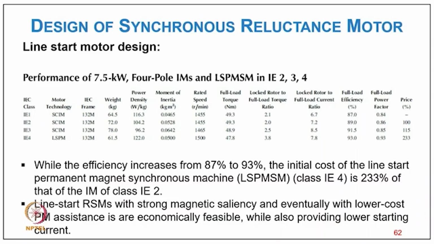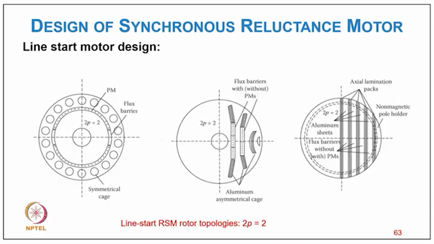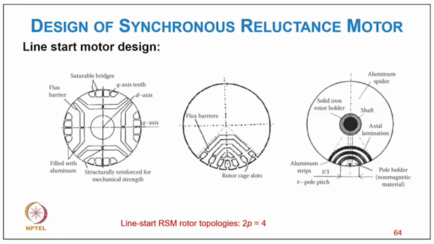So while the efficiency increases from 87 to 93%, the initial cost of the line start permanent magnet synchronous machine of class IE4 is 233% of that of the induction motor of class IE1. Line start reluctance motor with a strong magnetic saliency and eventually with lower cost PM assistance is economically feasible while also providing lower starting current. And you can clearly see the line start reluctance motor topology with 2p equal to 2, meaning typically the 4-pole geometry.